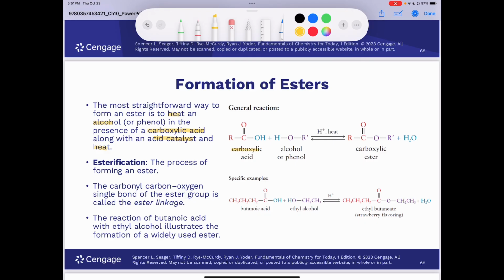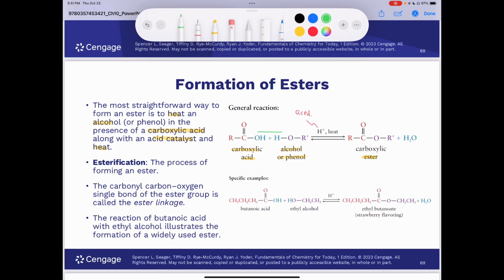So here's an example. We take a carboxylic acid, we mix it up with an alcohol or a phenol, and we put it in the presence of acid. So this H plus here represents acid, and then we heat it and we end up getting our ester. So we form our ester and we lose water along the way.